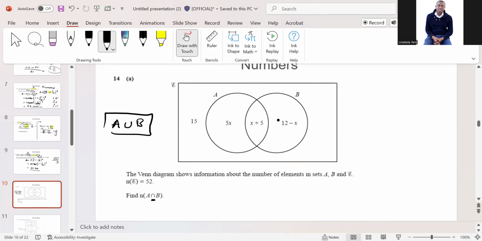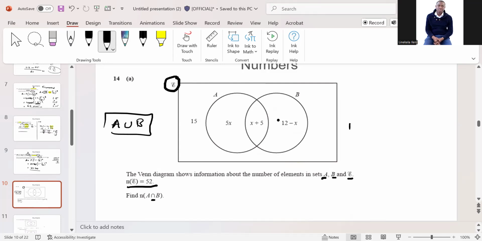So often students see x and already panic. But it is so. You are already told this is a universal set. It means everything here is a universal set. And here it says the Venn diagram shows information about the number of elements in A, B, and epsilon, which is a universal set.